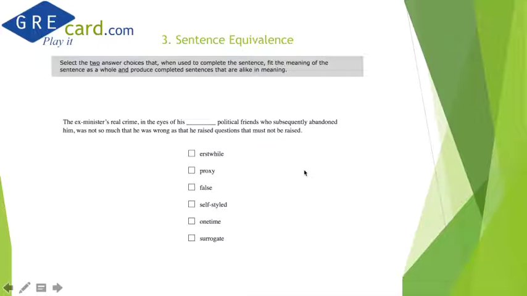Next is sentence equivalence, where two of the option choices are required to be chosen to fill in this blank. Notice that two of the answer choices are correct and you have to choose two of these answer choices to fill in the blank.